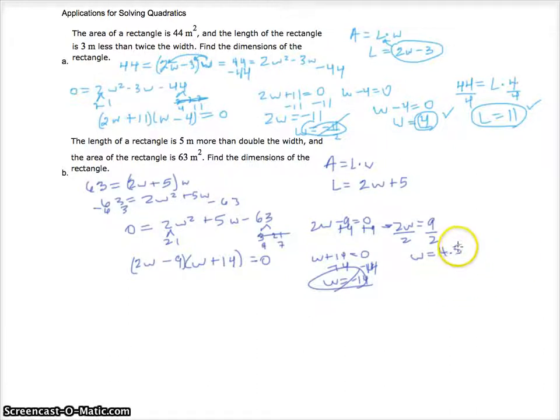So now, since I have 4.5, I can use this and apply it to my area formula. So my area was 63. So I'm going to have 63 equals the length times 4.5. I'm going to divide everything by 4.5. 63 divided by 4.5 gives me 14. And 14 is my length. So that's my length and my width.